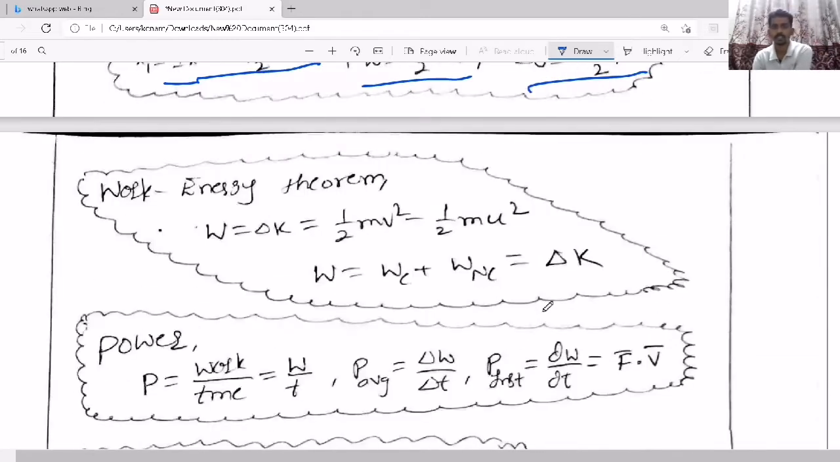Now, after that, one important theorem, based on which we will solve many questions, and which we use even in other chapters, is the work energy theorem. See, work can be converted into energy and energy can be converted into work. That means work comes from energy, and energy is nothing but the ability to do work. That's why work and energy are interconvertible quantities. Work can be converted into energy. Energy can be converted into work.